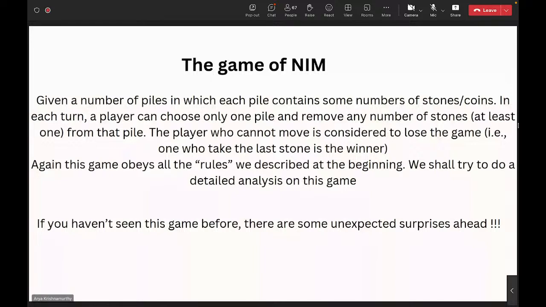Now you would like to again find out who will win the game. How do you find out the set of winning states and the losing states? I would leave you to think about it. It's surprisingly simple. It's pretty much the same thing, but with just a small twist. That's all.